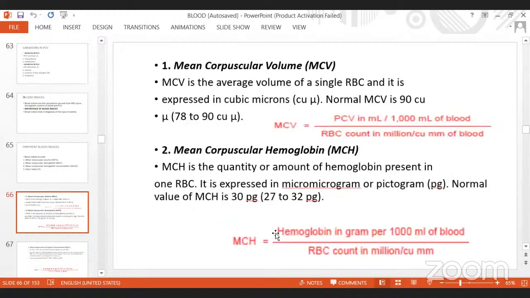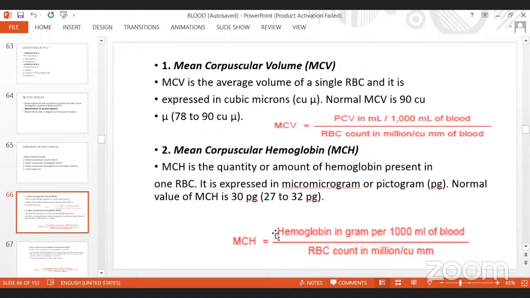So the first one is mean corpuscular volume. Mean corpuscular volume is the average volume of a single RBC, and it is expressed in cubic micron. It is the packed cell volume in ml per deciliter divided by the RBC count in million. And the second one is mean corpuscular hemoglobin.